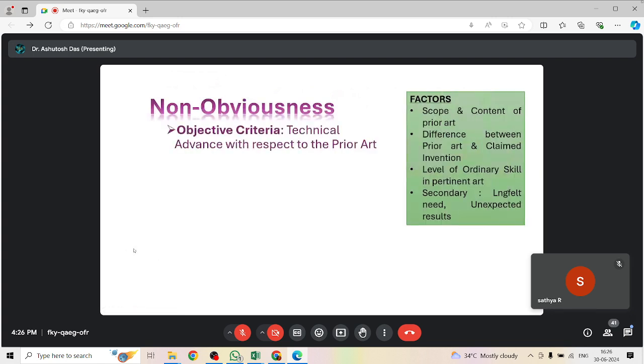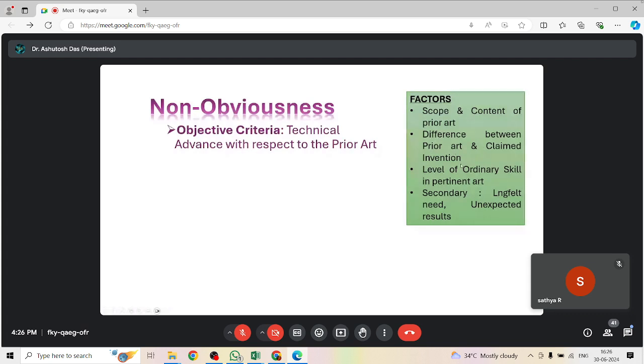There are two ways to consider non-obvious. One is called objective criteria. Objectively, technically it must be different. It must be more advanced. That is the most important requirement. But technical advancement depends on the scope and content of the prior art: how much variety there is, and how much difference there is between the prior art and the claimed invention. They have to check whether it is almost similar or how much different it is.